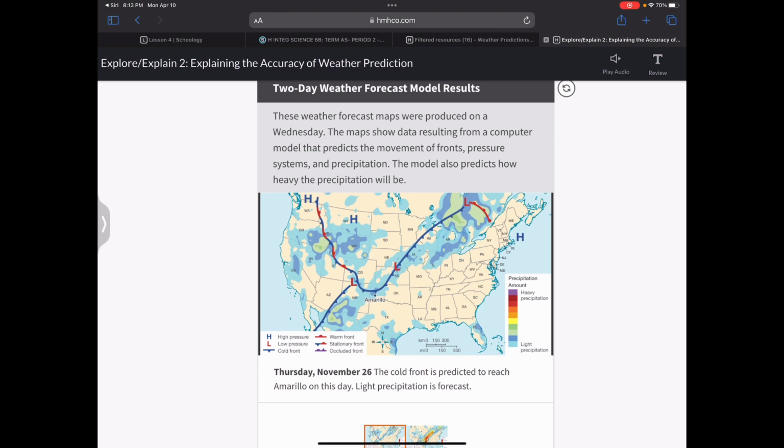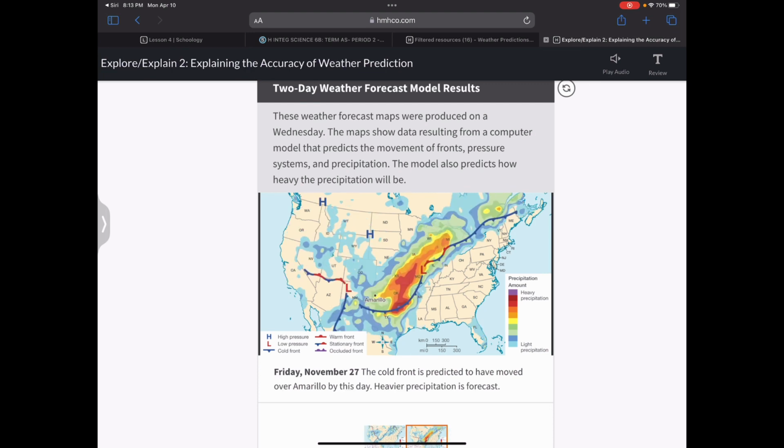This weather forecast map shows Thursday, November 26th. If you take a look at the forecast map, the cold front is predicted to reach Amarillo on this day. Light precipitation is forecast. So this is Thursday, November 26th. And this is a forecast map for Friday, November 27th. Today, the cold front is predicted to have moved over Amarillo by this day. Heavier precipitation is forecast.